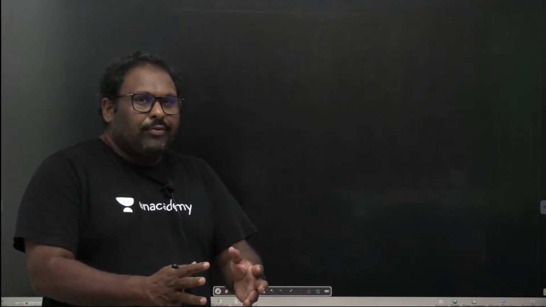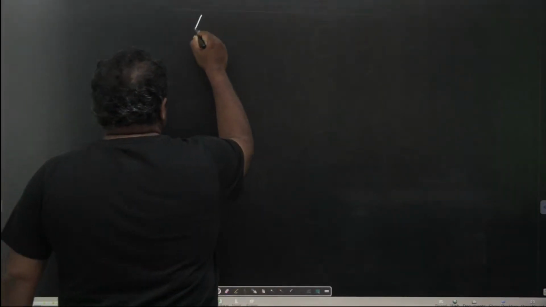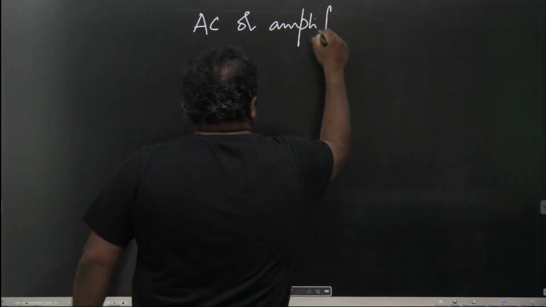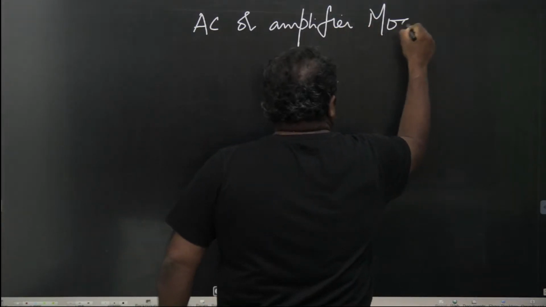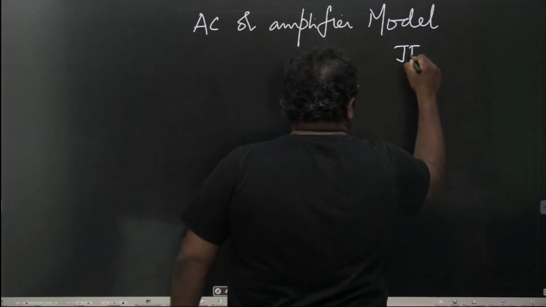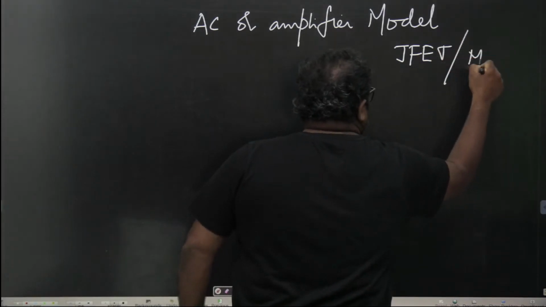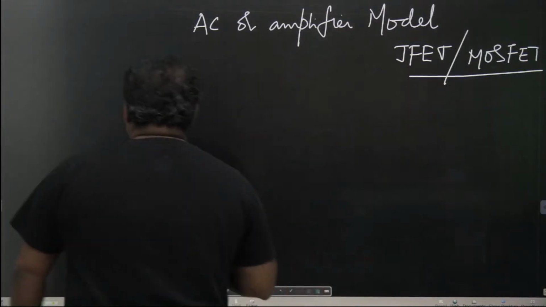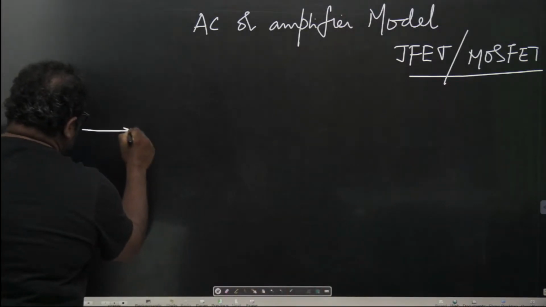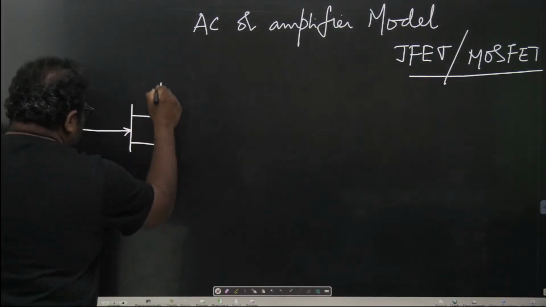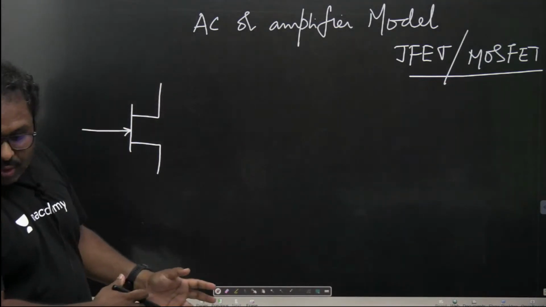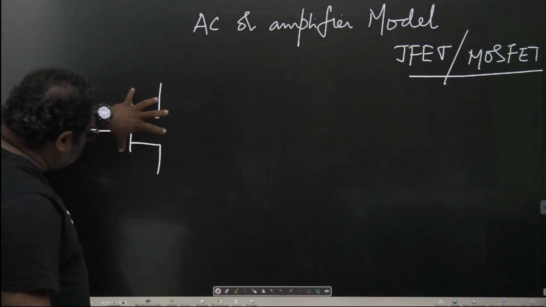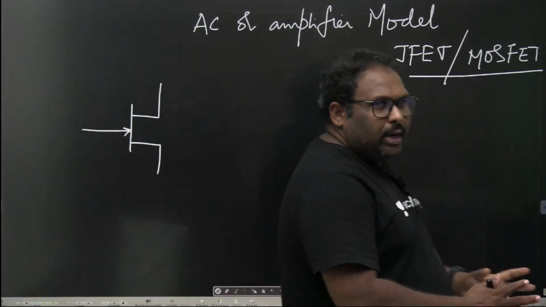So today's class starts off with the AC or amplifier model of the JFET or the MOSFET. That means how do you represent a simple circuit or a simple symbol like this into some sort of a circuit with elements. The discussion is how this symbol gets expanded into more circuit elements.